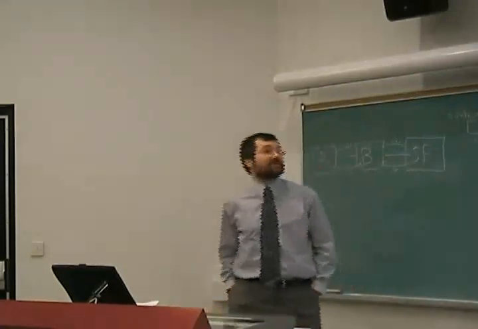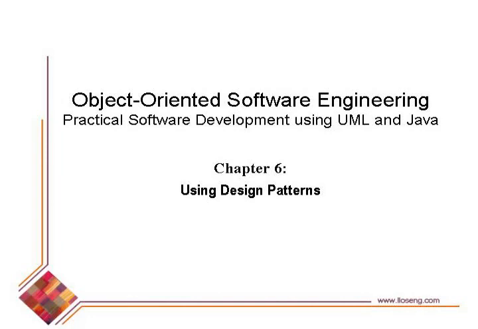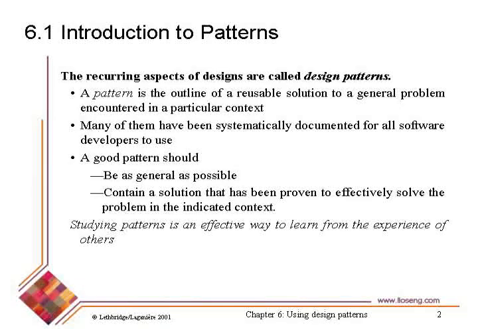So we're going to continue now with Chapter 6. Chapter 6 is basically more about class diagrams. In particular, it is about design patterns, which are typical occurrences in design that occur over and over again. They're solutions to common problems that people have codified and said, this is a good way of solving this particular design problem. Recurring aspects of designs. An outline of a reusable solution to a general problem encountered in a particular context.